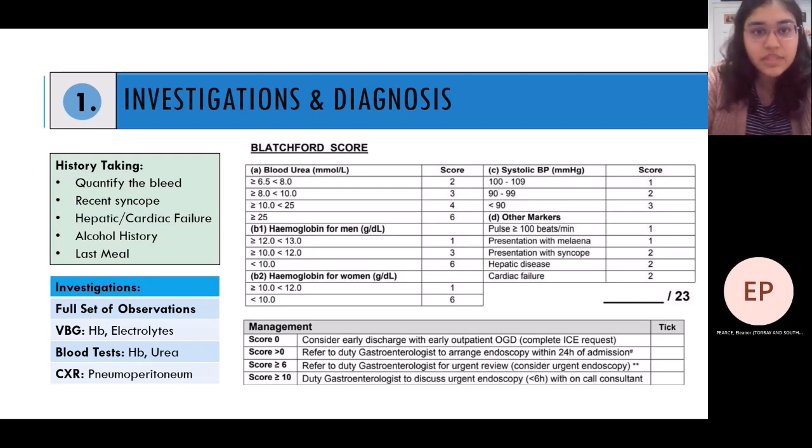So with regards to history taking as well, obviously if the patient is unstable, you wouldn't waste too much time on this, but if they were able to give you much of a history, then you'd want to quantify the bleed, ask them about any hepatic or cardiac failure, again because that makes up the Blatchford score, and then check their alcohol history and when they've last eaten, and that helps you plan endoscopy for them.